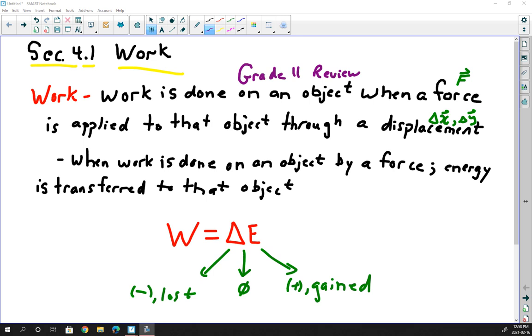Okay, kids, so we're back, section 4.1. We're going to talk about work. And work is a concept that we studied in grade 11. So we're going to do a quick review here.